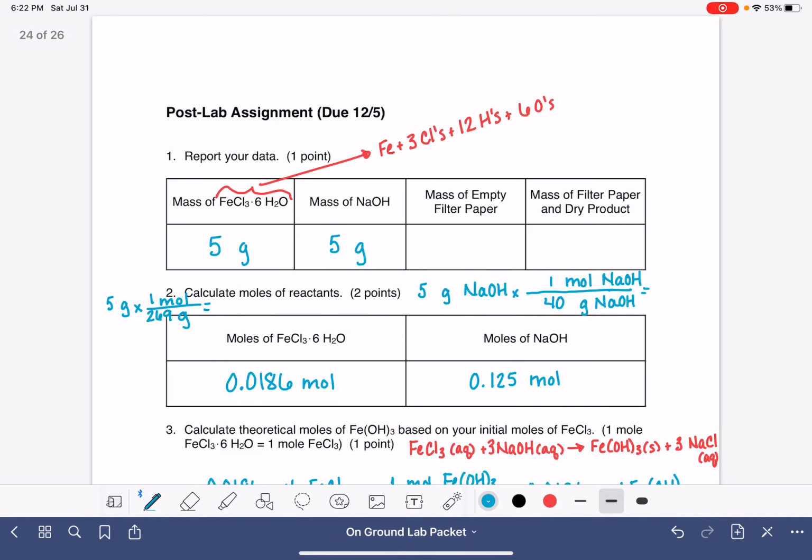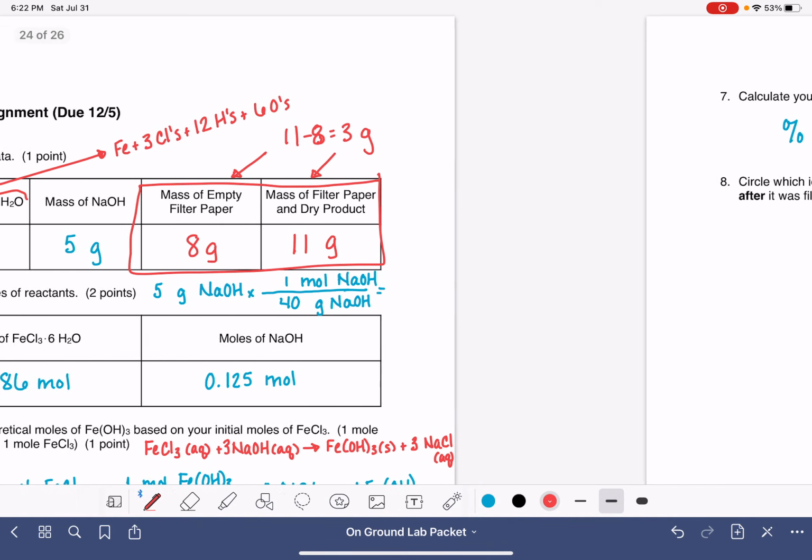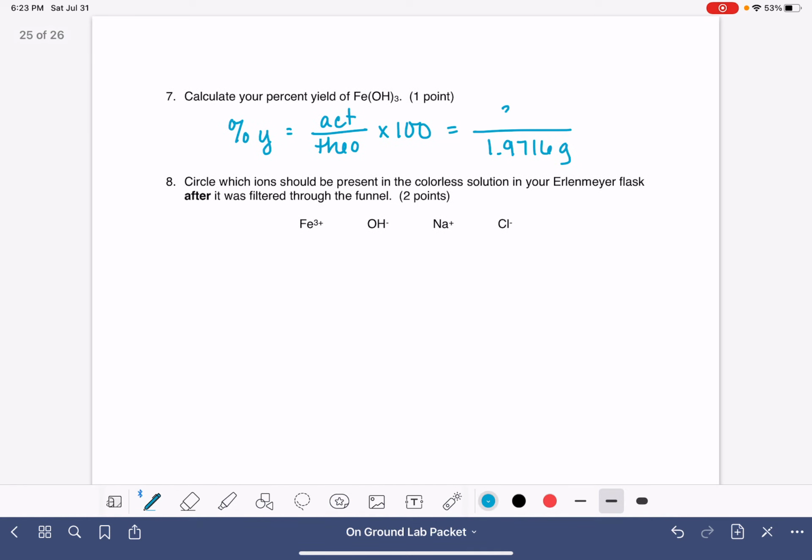And there is no place on this post lab for you to write out your actual yield. There's no spot for you to figure it out. It's hidden in this data right here, the mass of the empty filter paper versus the mass of the filter paper with the dry product. Let's say that my filter paper with the dry product weighed 11 grams, and let's say that my empty filter paper weighed 8 grams. The difference between them is the mass of my product. So I've got 3 grams of product.